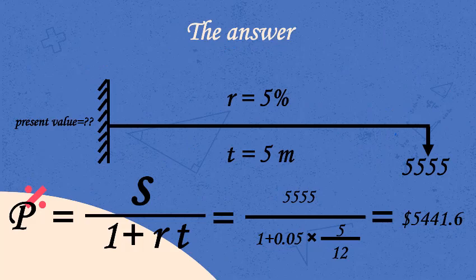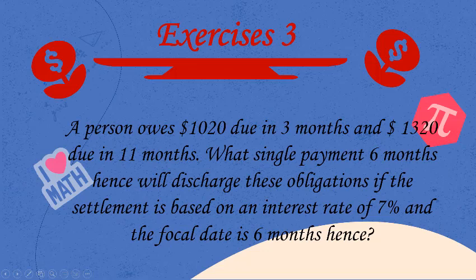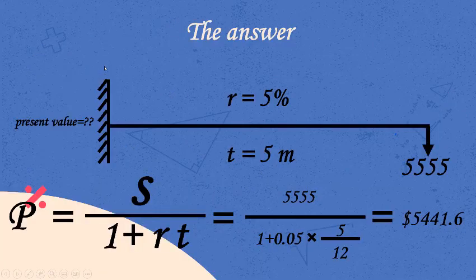This is the time diagram. After 5 months, we have $5,555 and we need to get the present value now. Note that the rate is an annual rate, 5% annually, and to get the time, we must divide 5 months over 12. By using the formula B equals S over (1 plus R T), the present value will be equal to $5,441.6.